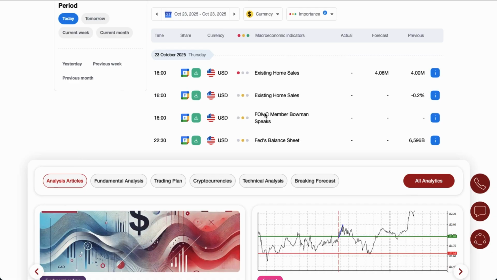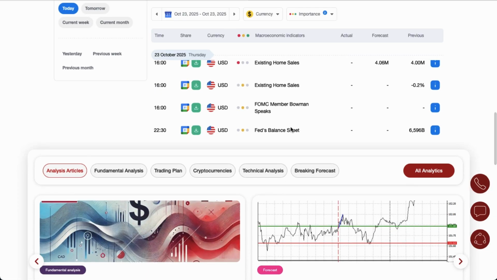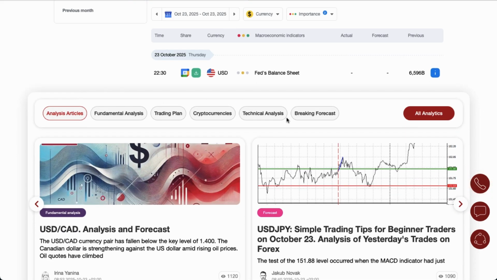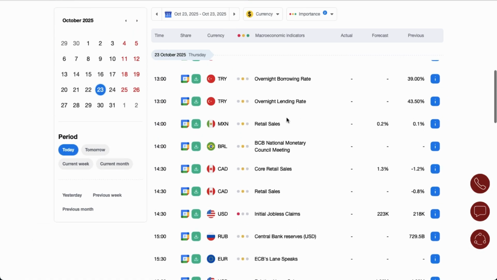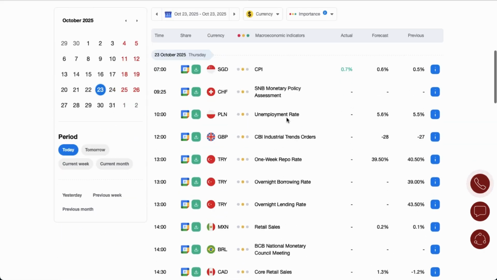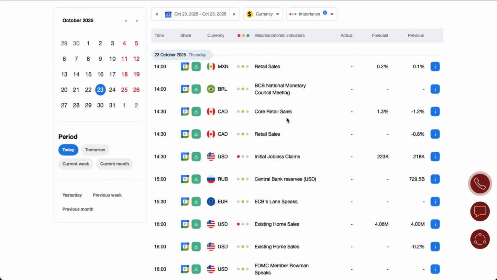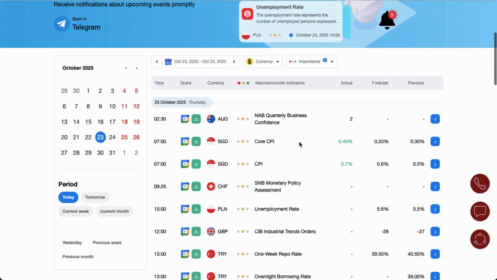And at 4 p.m. we got FOMC member Bowman to give a speech, and later on at 10:30 the Fed's balance sheet will be released. So today's calendar is showing us that the US session is the one that we should pay attention to. Two very important data releases, existing home sales and initial jobless claims.